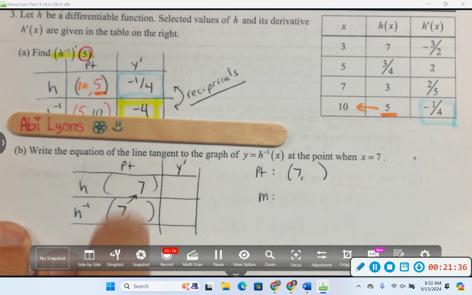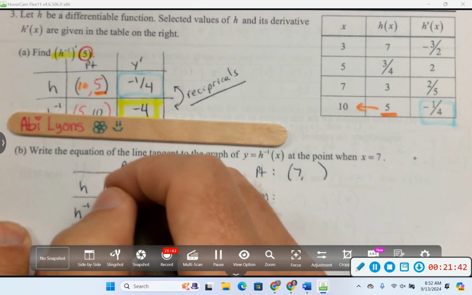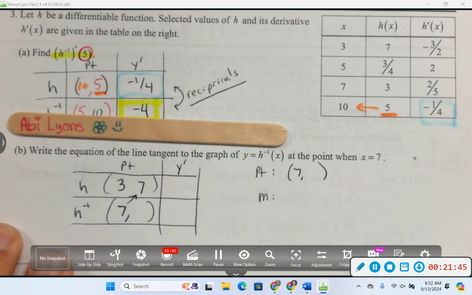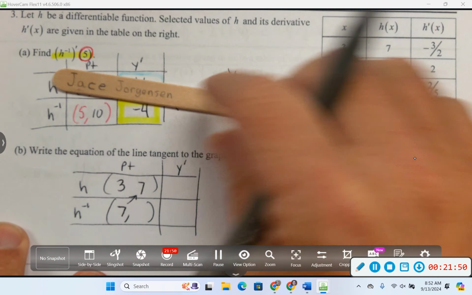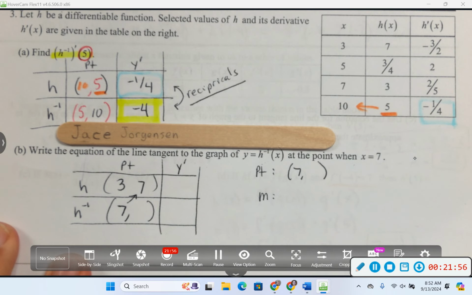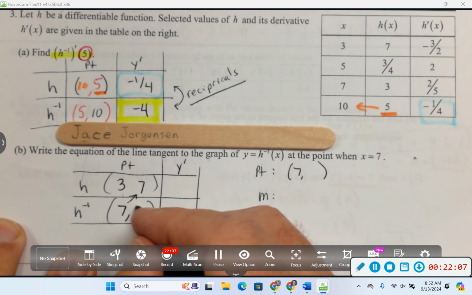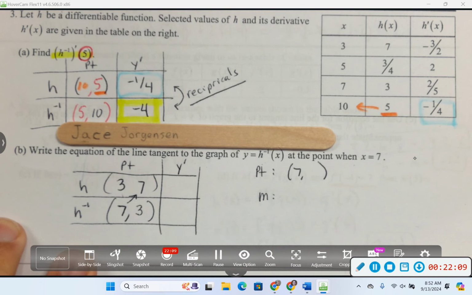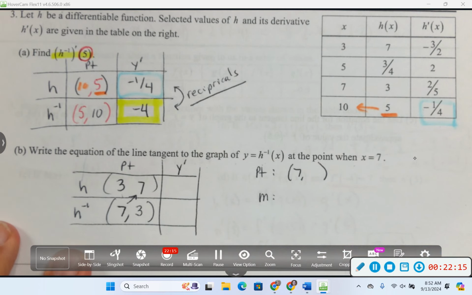Abby, if it's the y value of h, what was the x value of h? 3. A little faster on this one. Stop me if you don't know where something came from. So, Jace, how does that help me? What do I learn next, or what should I fill in next? For h inverse, you can put that in for the y. Or you don't have to. Oh, I could put 3 in for y? Right here? Yep, I can. But I'll let you do that. You're right, it doesn't matter, but you're right.